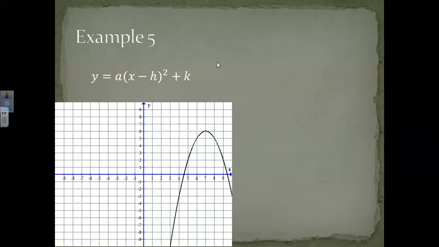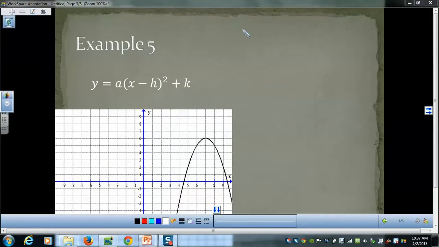Once again, I'm going to do this one with you. All right, so I'm going to start with y equals a. I'm going to come down here and identify my vertex. So I can see that it is 7, 6. So I'm going to have x minus 7 quantity squared plus 6. And then once again, I can see that this quadratic opens down, and so I should know that once I solve, my a value should in fact be negative.